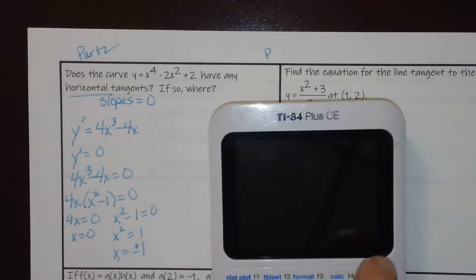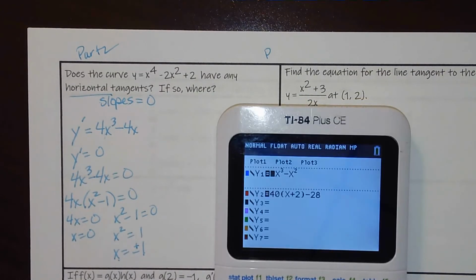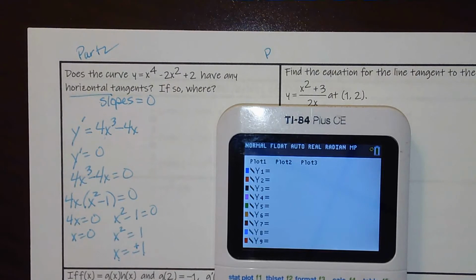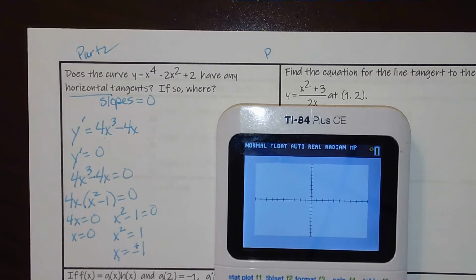So I'm gonna pull my calculator in here, and I'm gonna let the calculator draw this. So I'm gonna go to y equals, and I put in x raised to the fourth minus 2x squared plus 2, and I'm gonna do a zoom 6 to get it back on a standard window.